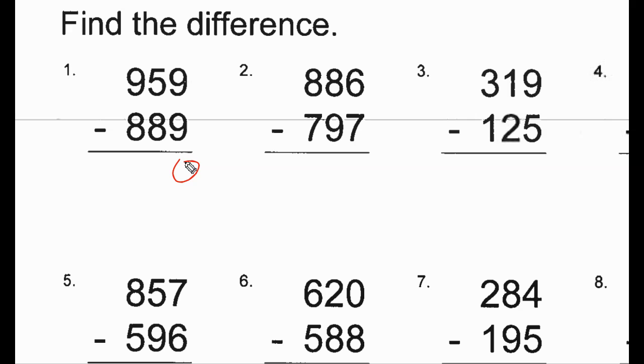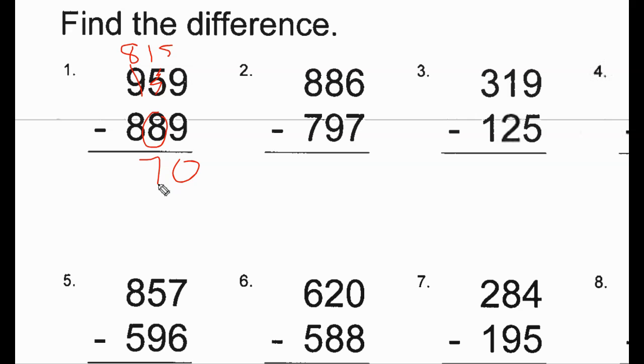5 minus 8. Your directions on page 2 says to circle the bigger number. If there's more on the floor, I need to go where? Next door. I have to borrow from this 9. That makes it an 8. The one that borrowed goes next to the right. Instead of 5, I have how much? 15. 15 minus 8 is 7. And 8 minus 8 is 0. So just 70.